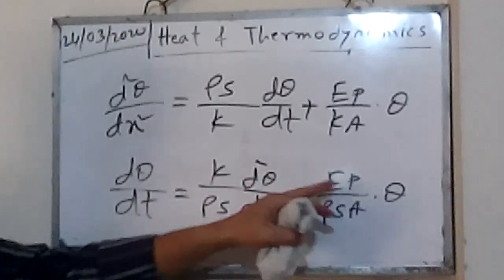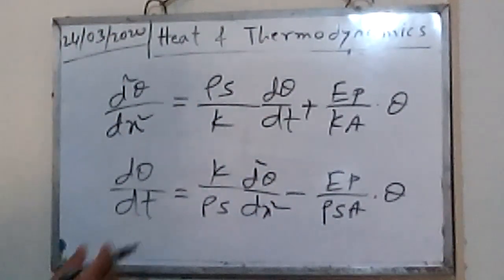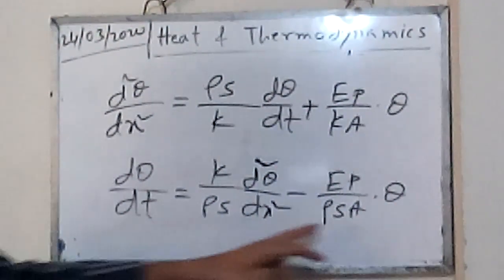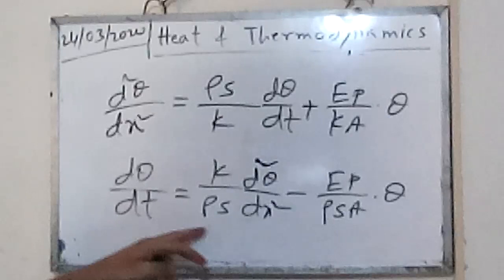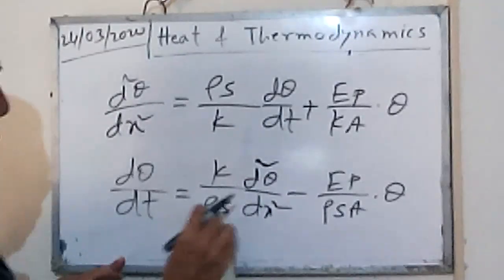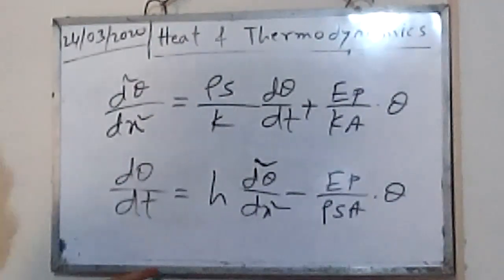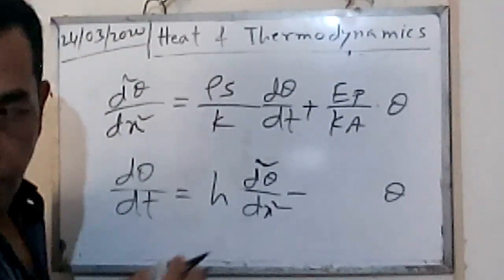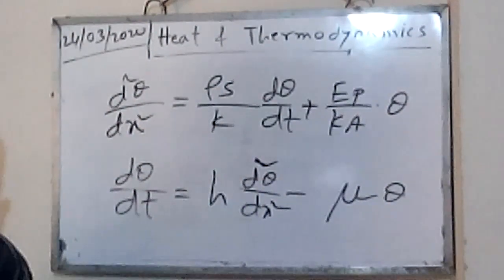E means emissive power and P is the perimeter. Finally, this is the required equation. K by rho s are constants. You may write K by rho s as h constant. Similarly, E P by rho s A you may write as a mu constant.